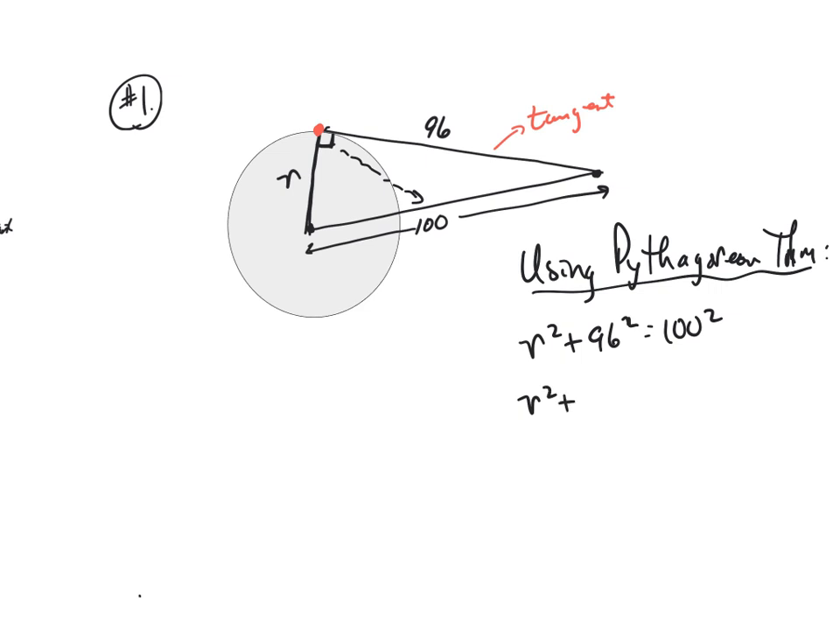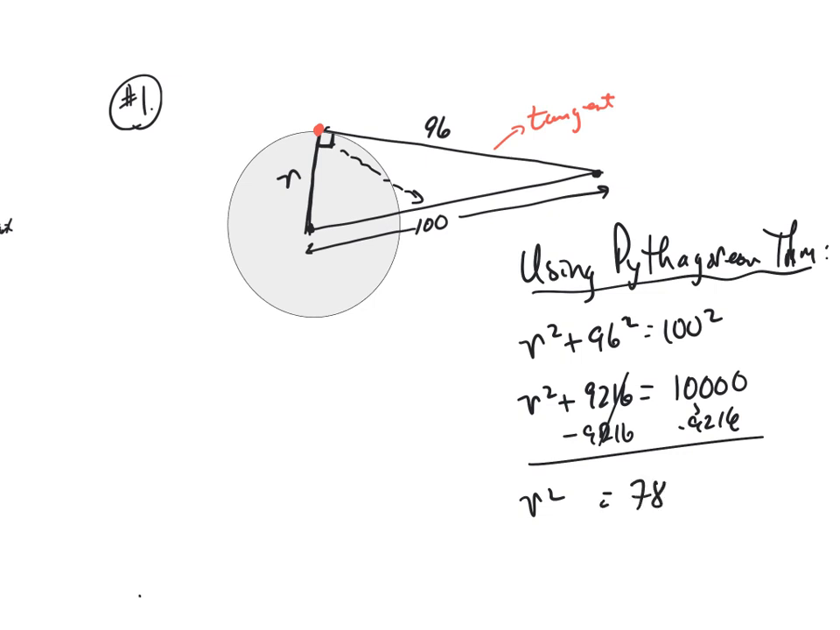And with our calculator, we can start to do the algebra here to solve. 96 squared is 9,216. 100 squared is 10,000. So we'd have to move positive 9,216 to the other side by subtraction. We get 784. And then to get rid of the power of 2, take the square root of both sides. So r is going to be equal to 28. So the radius of our circle in this example is 28.